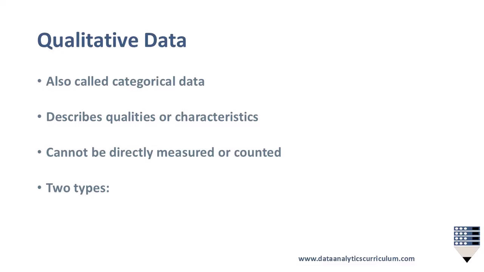Qualitative data. Now let's move on to qualitative data, which is sometimes called categorical data. This type of data describes qualities or characteristics, things that can't be directly measured or counted. Qualitative data helps us categorize or label information rather than measure it.